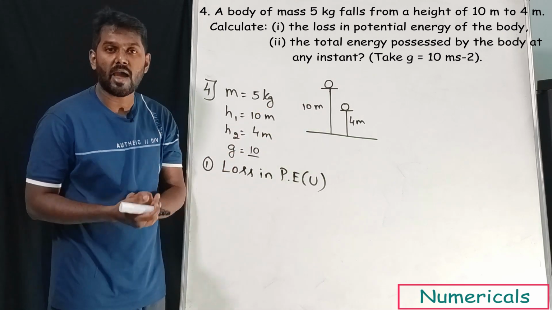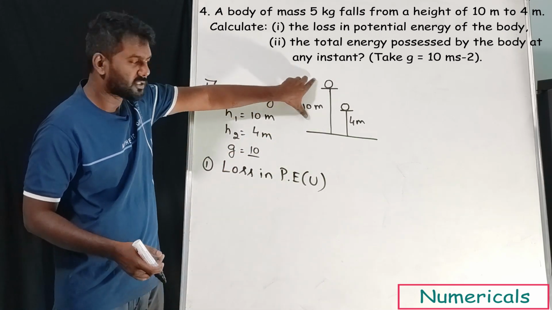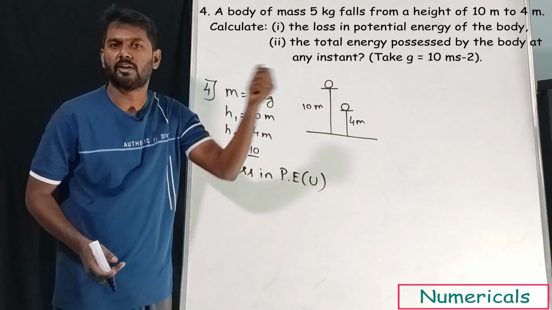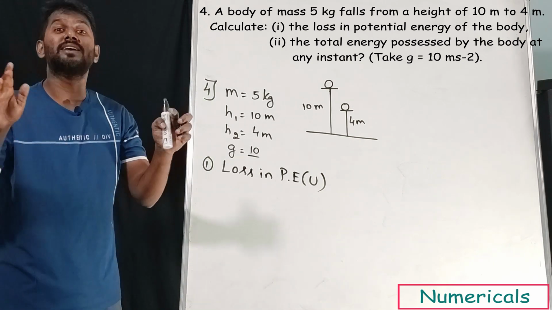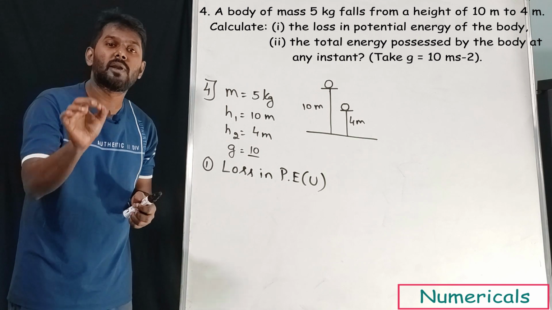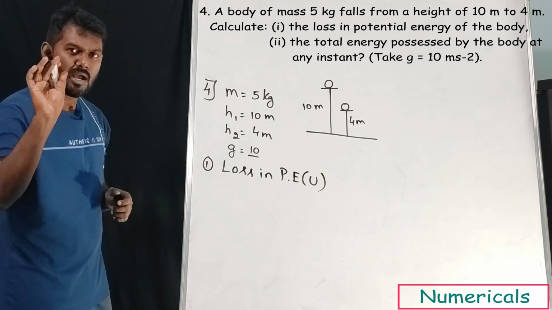So how many calculations we have done? One potential energy, second potential energy, then finding a difference. So 3 calculations we are doing. That is the longest method. We can apply the simplified formula which is given in the textbook.